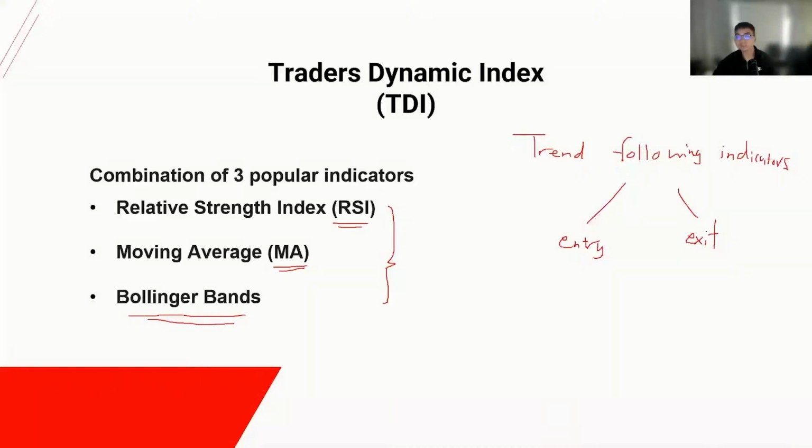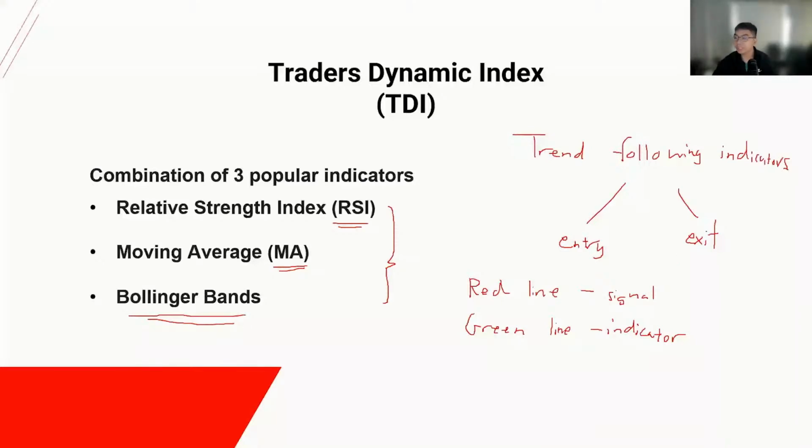The TDI consists of two lines. The red line, which is the TDI's signal line. We also have the green line, which is the TDI's indicator line. So this is signal, and this is indicator. After I write it down, please screenshot this before I continue. The indicator line is calculated by subtracting the RSI value from the moving average of the price. The signal line is a smoothed version of the indicator line.